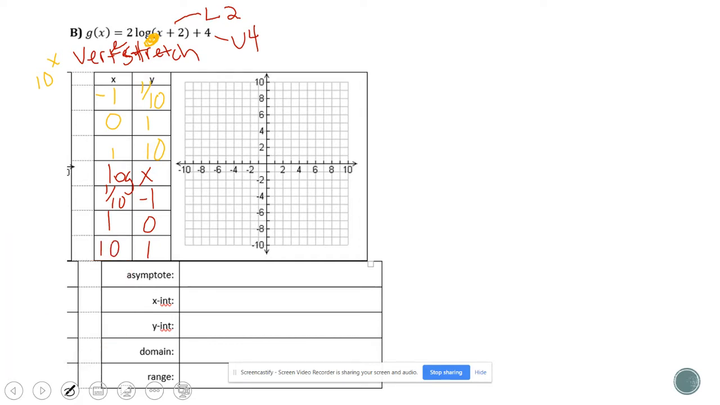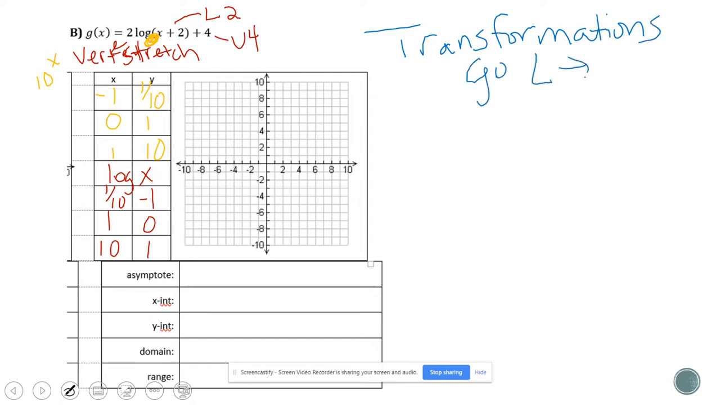The other thing that I'm going to do on my table is remember our transformations. We work from left to right. Our first transformation is a vertical stretch of 2, which means that we're multiplying all of our y column by 2. Negative 1 times 2 is negative 2. 0 times 2 is 0. And 1 times 2 is 2.